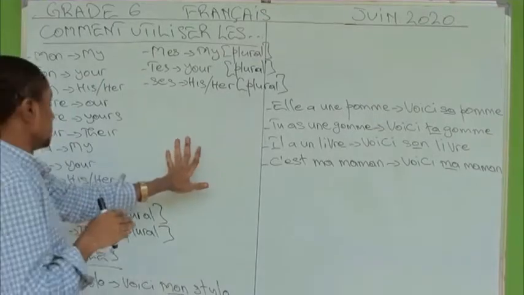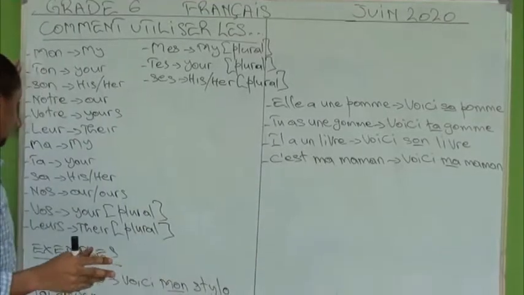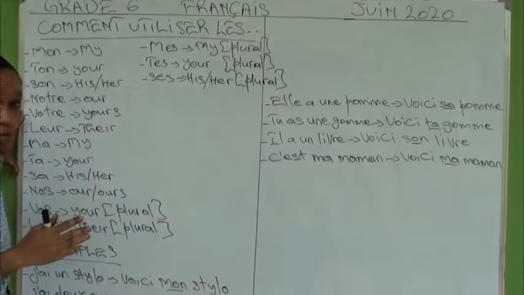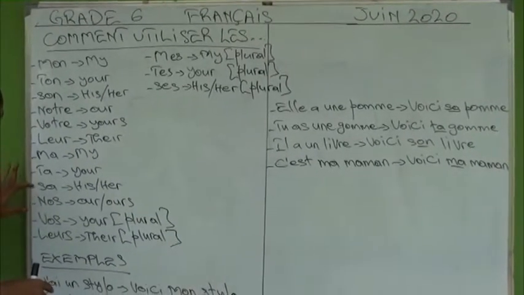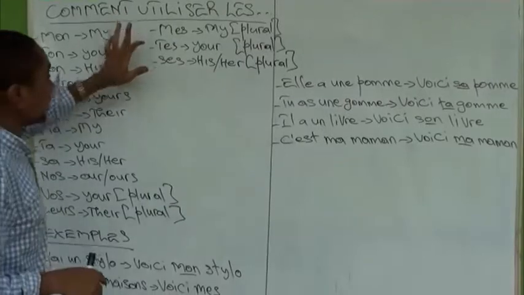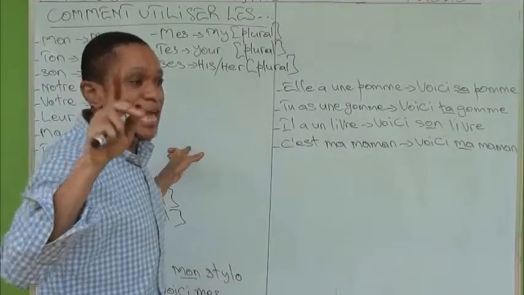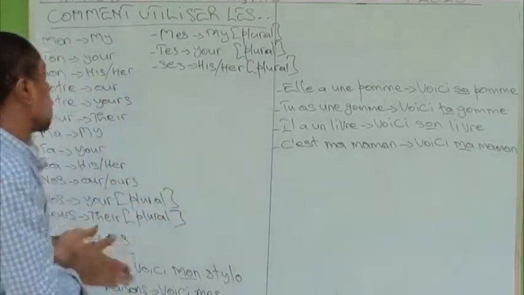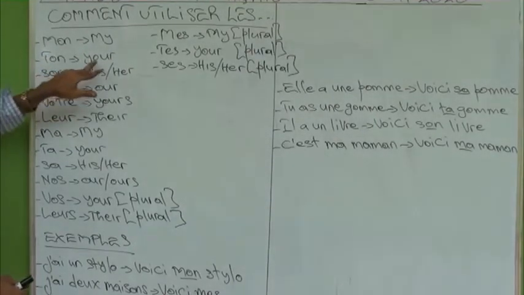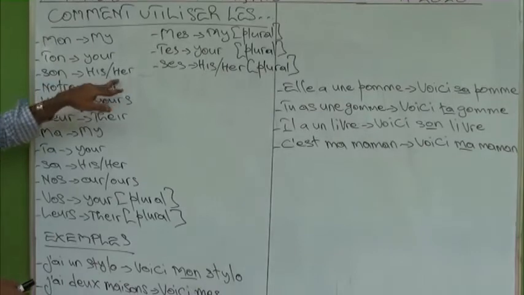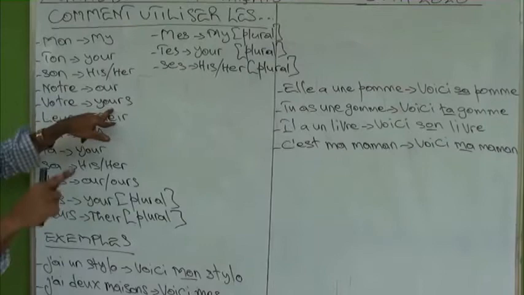I told you last time that we have to make sure to understand first of all how to use these words, okay? We have here mon, ton, son, notre, votre, leur. Ma, ta, sa, nos, vos, leur. Mes, tes, ses. I think we learned this in class. Mon means mine. Ton means your. Son means his or her, alright? Notre means our. Votre means yours, okay?